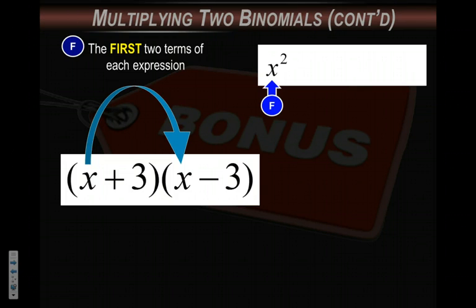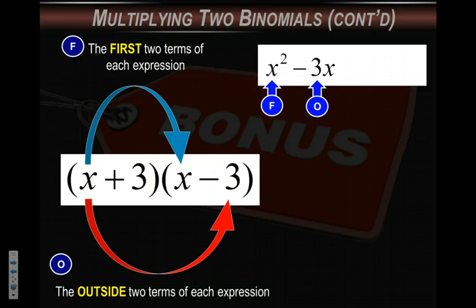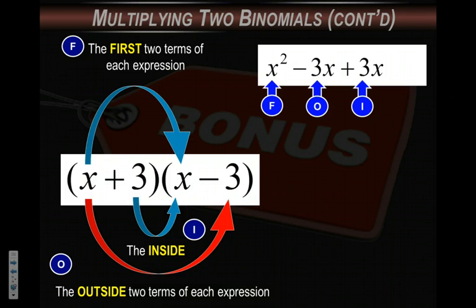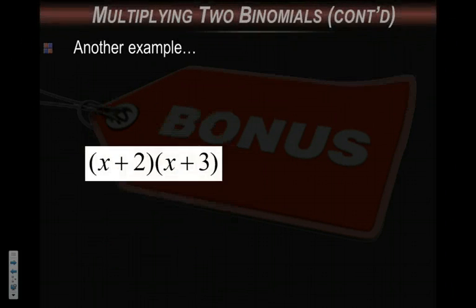What's the next letter in FOIL? O stands for outside two terms, which is x times negative 3. Gives me negative 3x. What's after O? No, FOIL is F-O-I. I stands for inside terms. 3 times x, 3x. And L stands for the last terms. 3 times 3, negative 9. Okay? This is called FOIL.